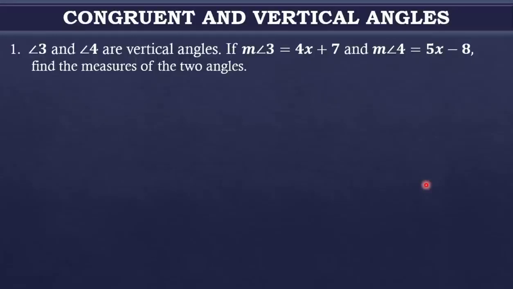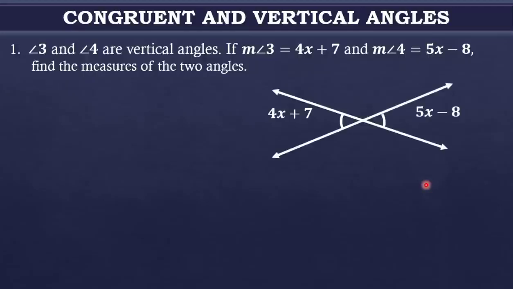Okay. So, angle 3 and angle 4 are vertical angles. If the measure of angle 3 is equal to 4x plus 7 and the measure of angle 4 is equal to 5x minus 8, find the measures of the two angles. So, let's have this figure.